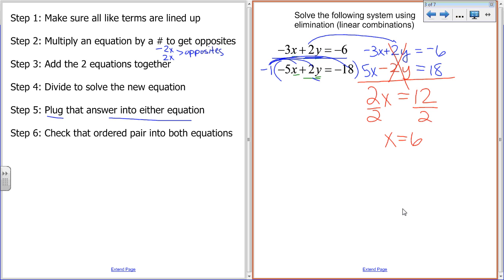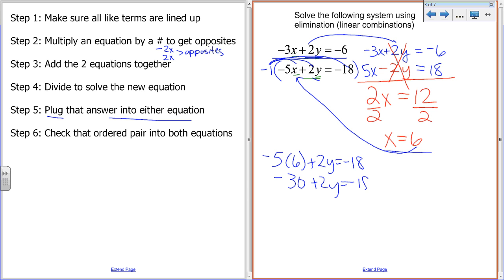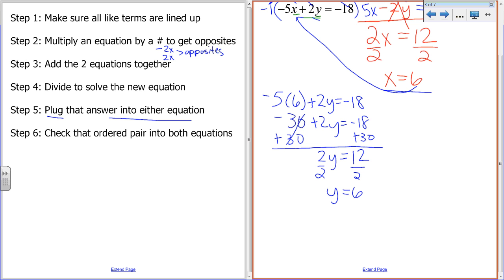Now we're back to what we did before, and we have to substitute this into one of our equations. So I'm just going to go into this second equation here and substitute in for x. I get negative 5 times 6 plus 2y equals negative 18. Negative 30 plus 2y equals negative 18. Let's add 30. We have 2y is equal to, this is going to give me 12 for that. And then I divide by 2. I get y is equal to 6.